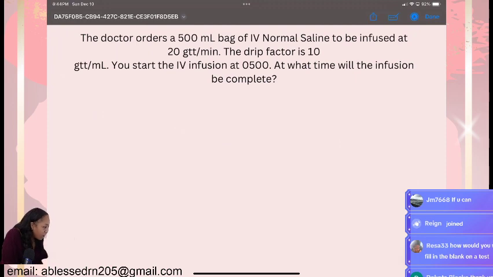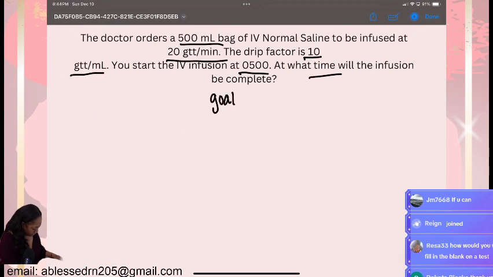How would you write the time on the fill in the blank test? Okay, so I'm going to do it again. All right. So it's 500 mLs in the bag, and it's going at 20 drops per minute, and the tubing has a drop factor of 10 drops per mL, and it's starting at this time, and we want to know the time. So our goal is going to be to find the time, which is going to be hours, okay?